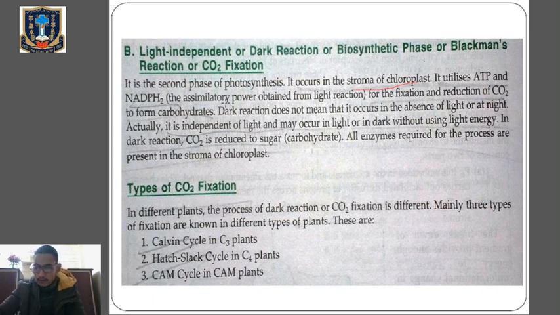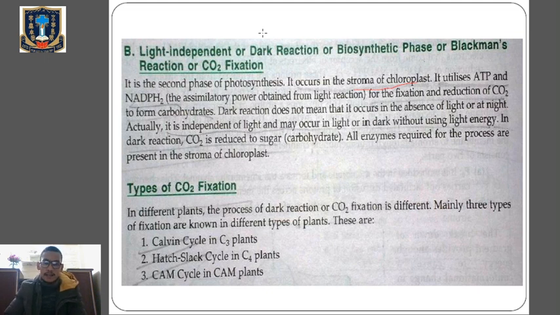Now dark reaction does not mean that it usually occurs at night or in the absence of light. It is independent of light and can occur in light or in dark. It can occur during the daytime also, in the presence of light, but it is just independent of light. It does not use the light energy.